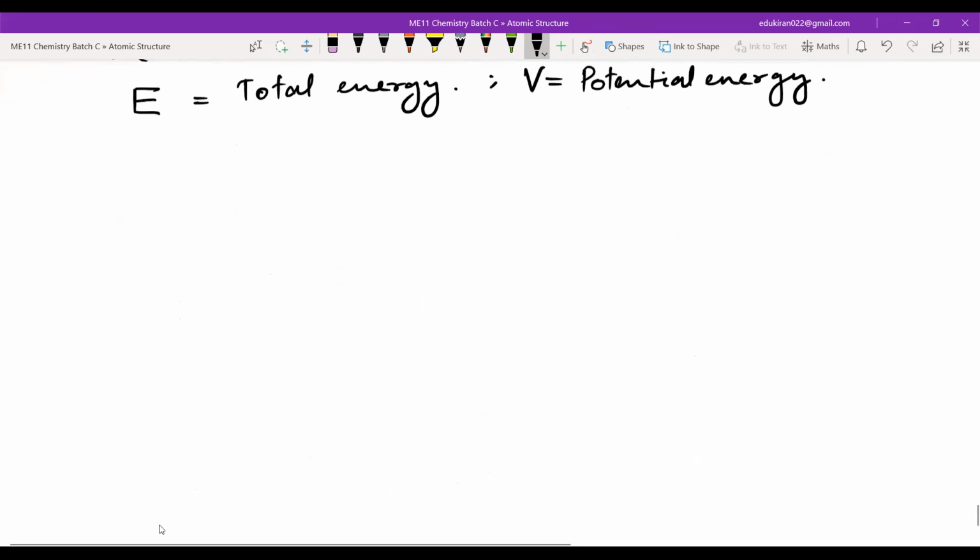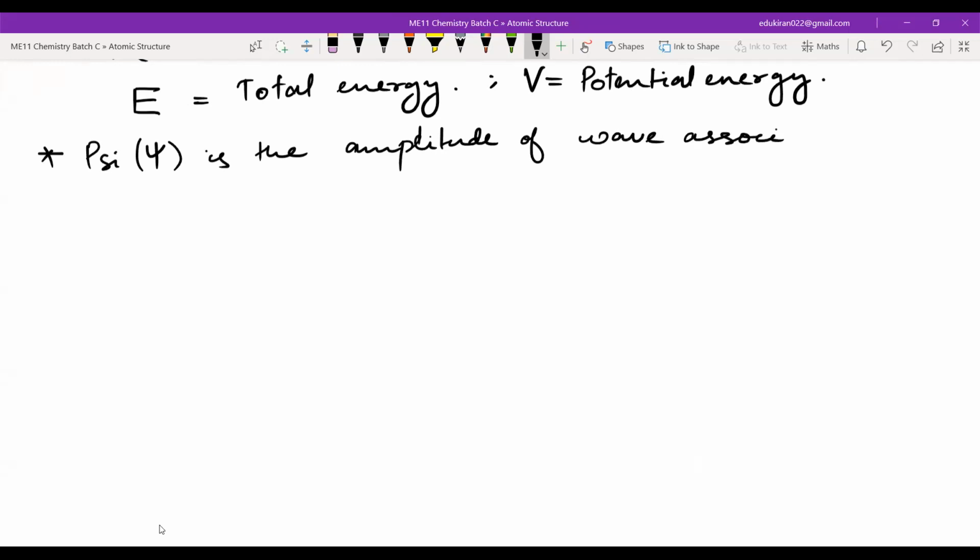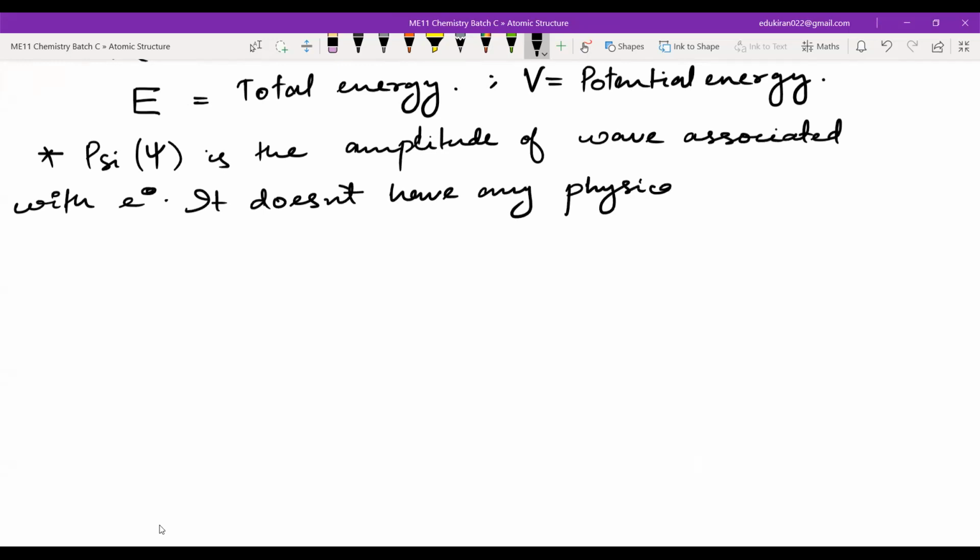Psi is the amplitude of the wave that is associated with electron. It does not have any physical significance.